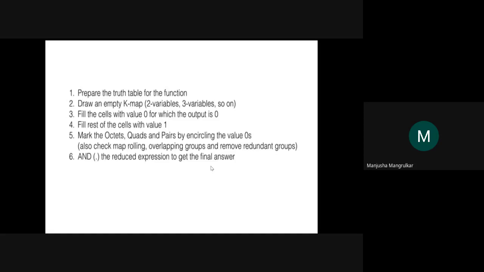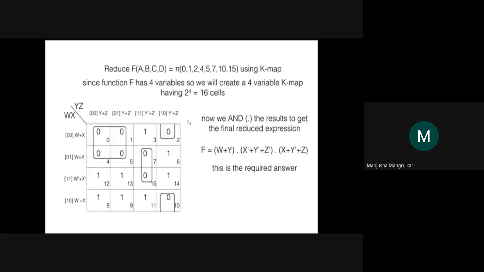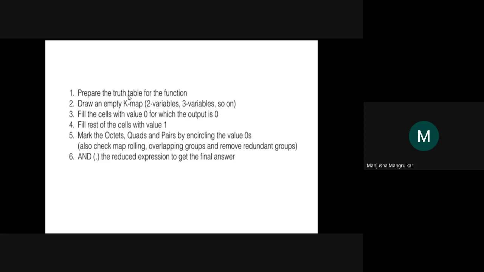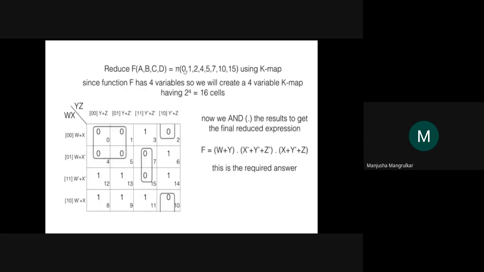Now what are the steps? Prepare the truth table of the function. For 0 0 0 0 it is 0, for 0 0 0 1 it is 0, then for 0 0 1 0 it is 0, then for 0 0 1 1 it is 1. So this way we can prepare the truth table.